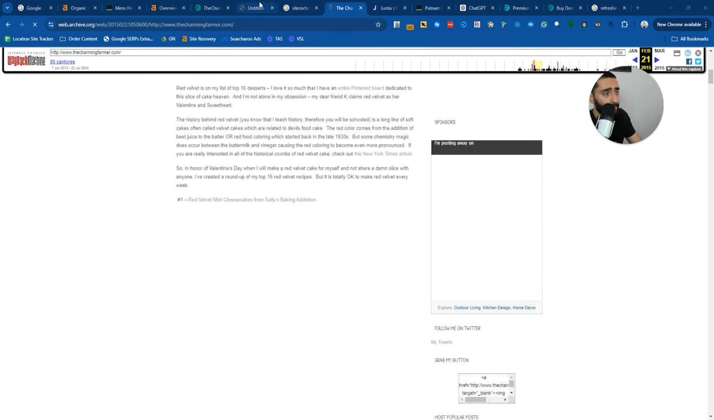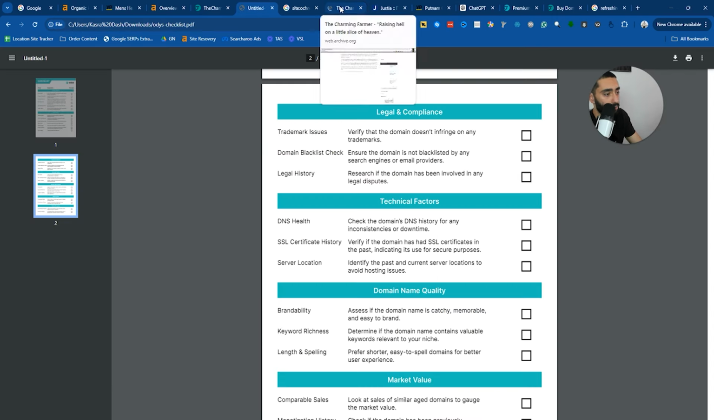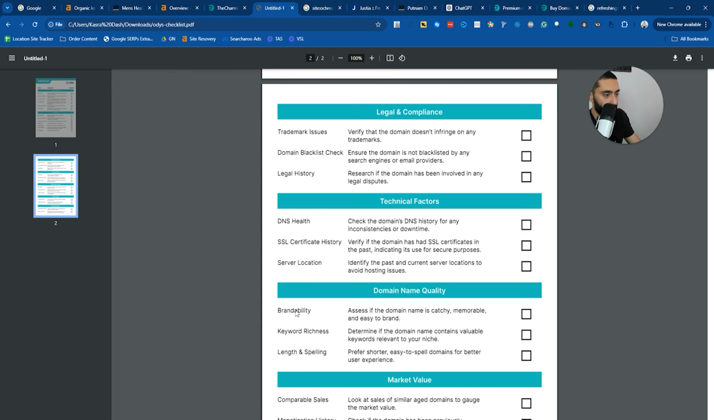So that's the type of checks that I would be looking at doing when it comes to the Wayback Machine side of stuff. Brandability, so assess if the domain name is catchy, memorable, and easy to brand. One caveat to this is if you are purchasing an exact match domain. I know that ODYS, they do offer a few exact match domains. So if you did want to go down that route, you might want to ignore that.